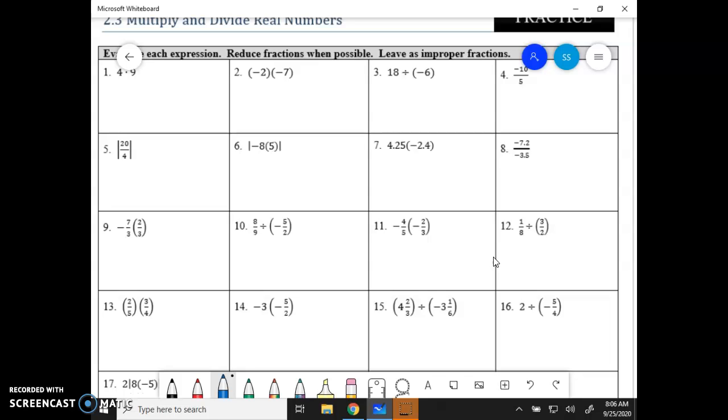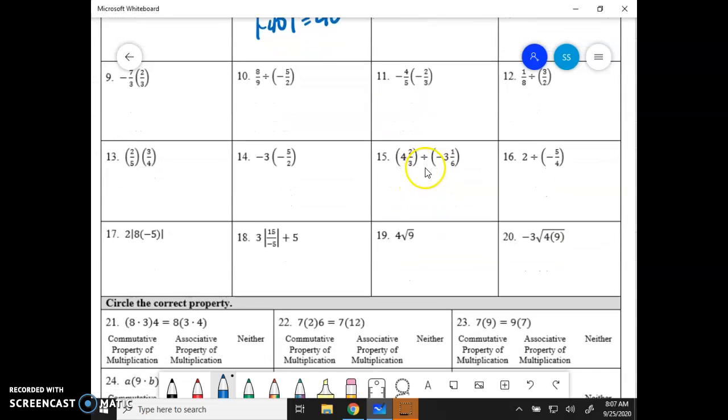All right, and let's start with number 6. Negative 8 times positive 5. We need to simplify inside these absolute value bars first. Negative 8 times positive 5 is negative 40. Absolute value of negative 40 is positive 40. All right. The rest of this is all calculator work.